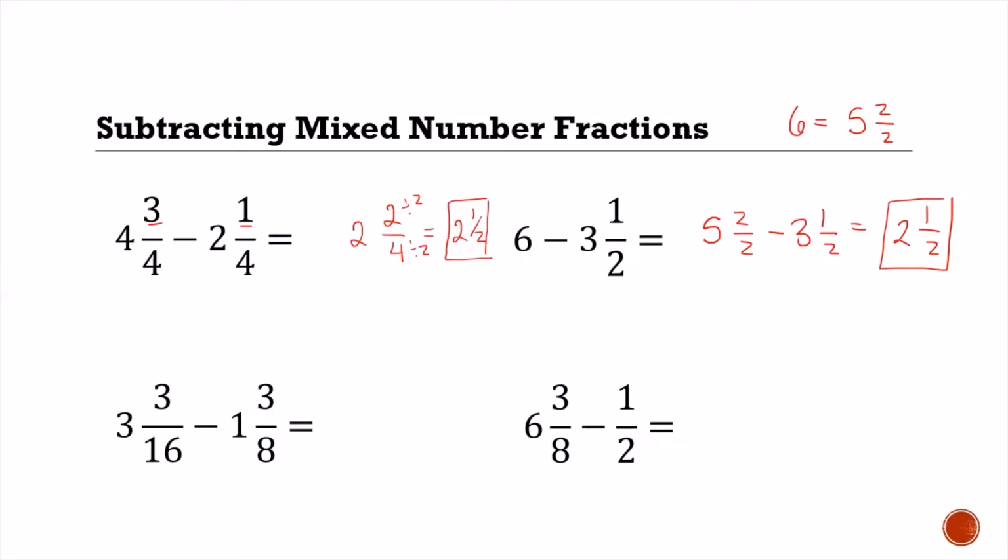That makes sense. 6 take away 3. I'm taking away a little bit more than 3, so we should have a little bit less than 3 left over. 2 and a half is a little less than 3 left over. So we're just using logic to check our answer.